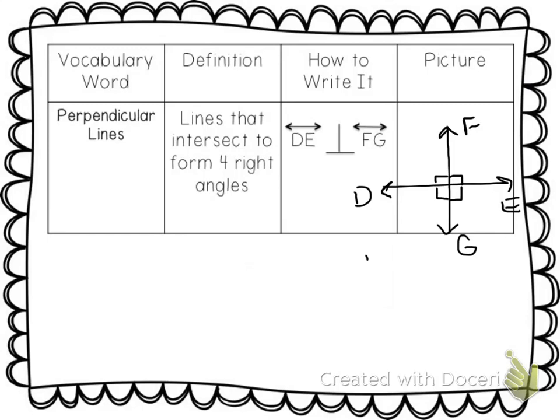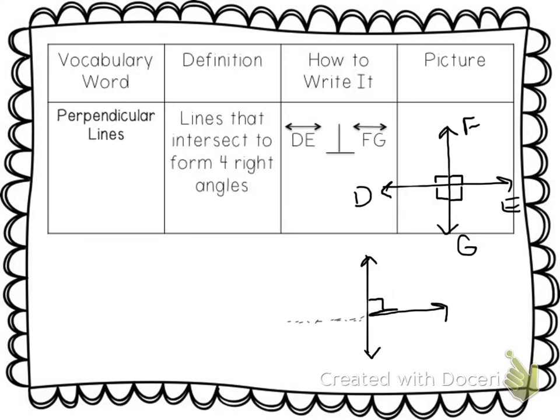You could also see it drawn where it looks like this. So even though this line isn't going all the way across, it's still perpendicular lines because where they meet, it makes a right angle.